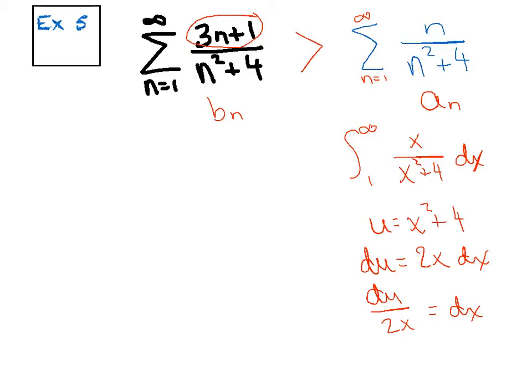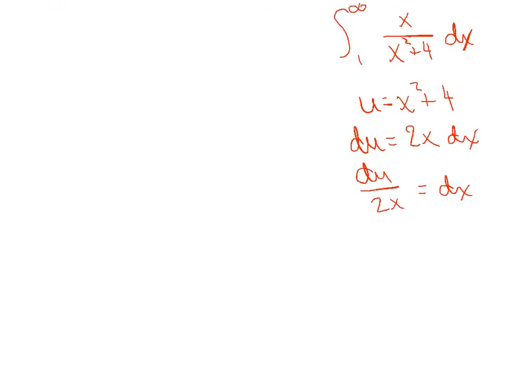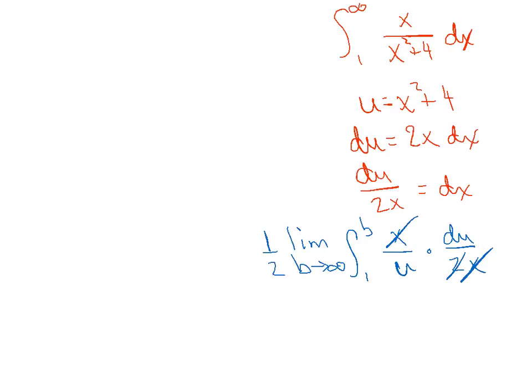And here's a chance if you want to try to solve this one on your own and then hit fast forward and come see if we got the same answer. You're more than welcome to do so. I'm going to practice some good notation here. We've got the limit as b approaches infinity, integral from 1 to b. I've got my x over u times my du over 2x. Kill the x's, pull out the 1/2 way out in front if you want. We've got 1/2 limit as b approaches infinity. I've got my antiderivative of natural log of u, over from 1 to b.